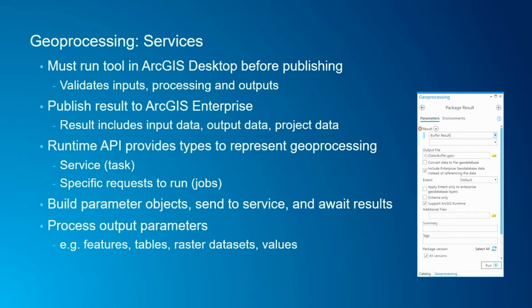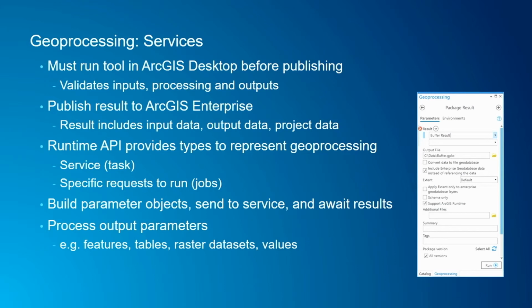So there are some conditions for publishing geoprocessing services. You have to run the tool within ArcGIS Desktop before publishing. What that does is it validates the inputs, it validates the processing, and it generates valid outputs as well. So essentially it guarantees that you have a valid geoprocessing workflow, and then it can be published. You can publish the result to ArcGIS Enterprise as a service. That includes the input data, the output data, and any project data. So you need to think about where that data is located and what the size of that data is.